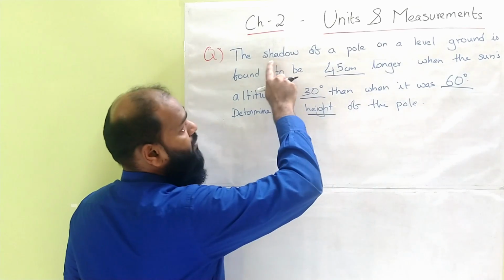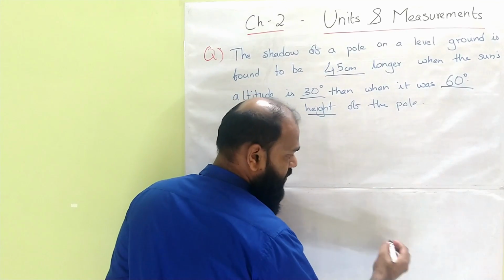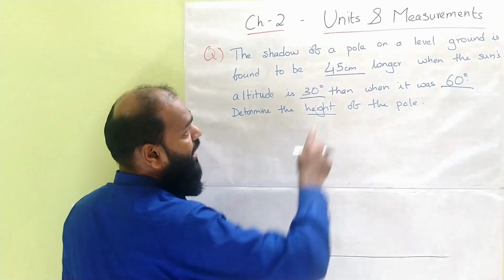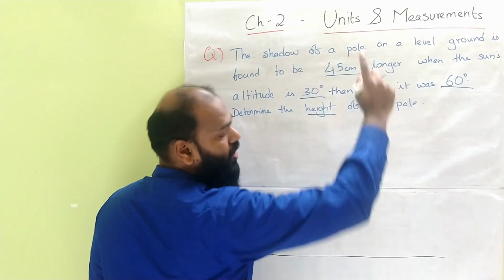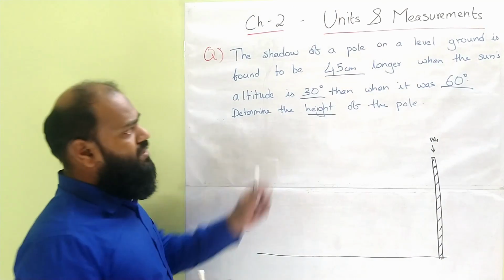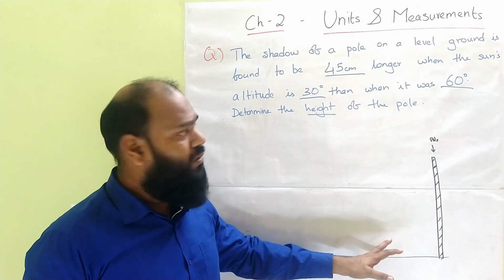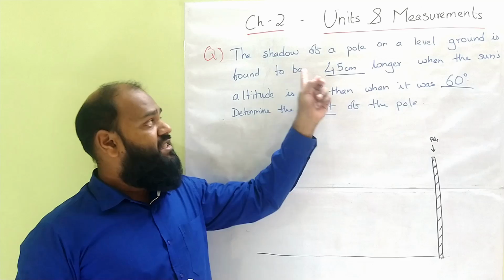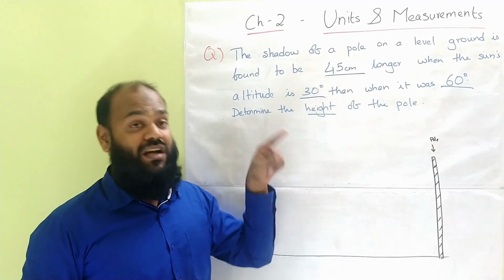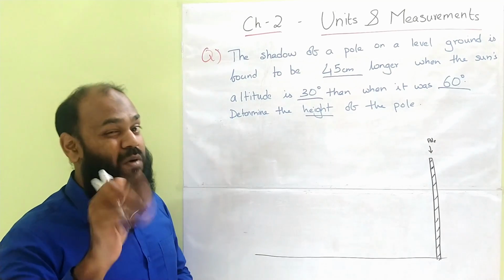Take the example, the shadow of a pole on a level ground. We have two pieces of information here. One is a level ground, so let me draw a level ground, and a pole on the level ground. Now it's the trickiest part. The pole is making a shadow which is found to be 45 centimeter longer when the sun's altitude is 30 degrees than when it was 60 degrees. It sounds tricky, but the problem is very simple.